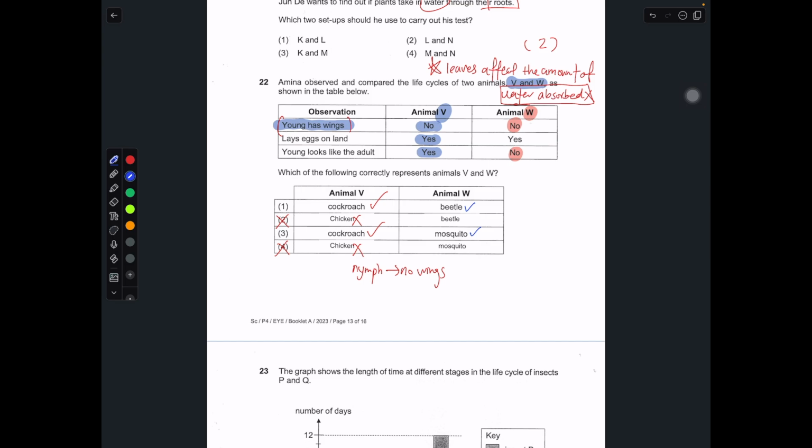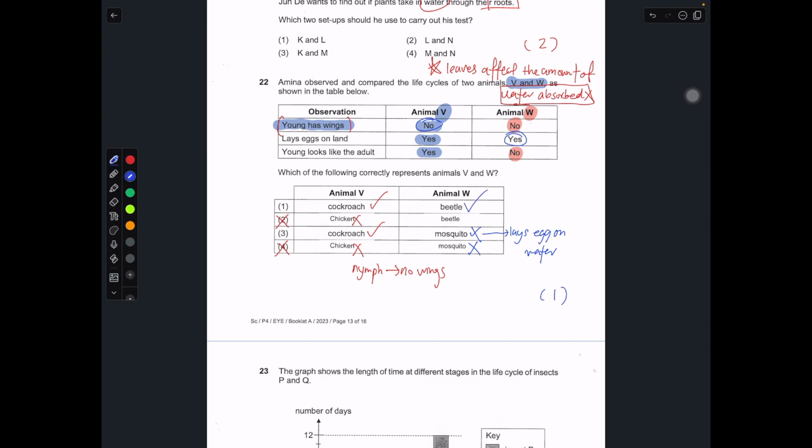Okay, so you are deciding whether this one. This is the key deciding factor, at least for these two animals between the option given. The adult lay eggs on land, and you know that mosquito lay eggs on water. So mosquito is out. So the only answer is number 1.